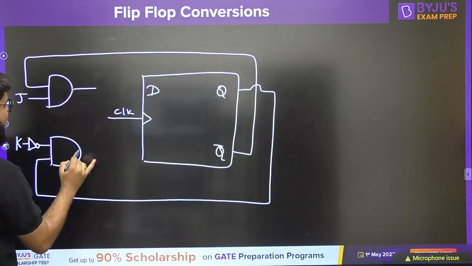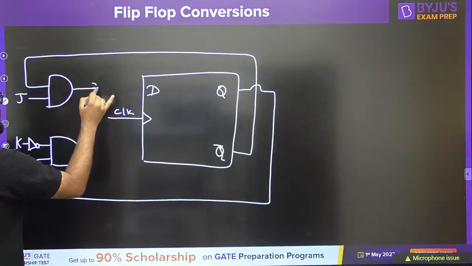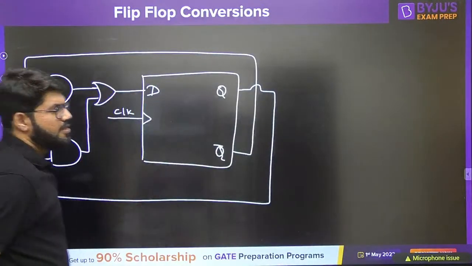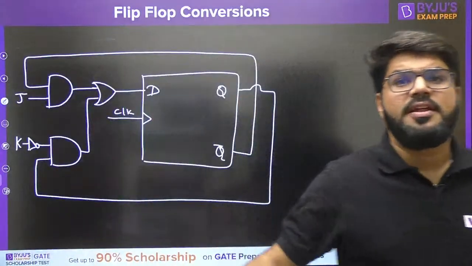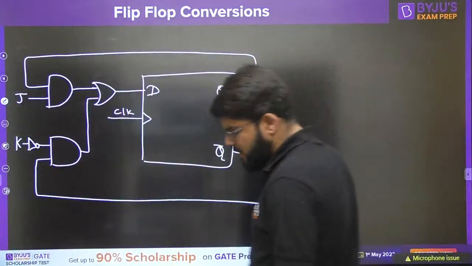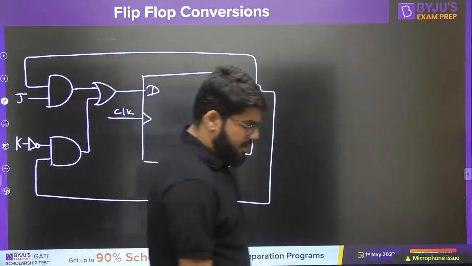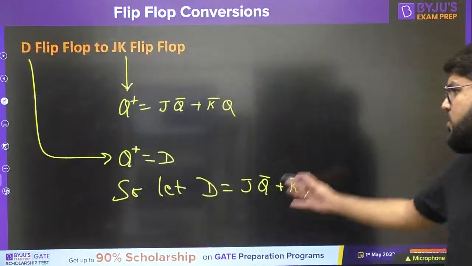Now these have to be added. To add them, let's use a logical OR gate. This becomes the D. And this is what? By intuition, I'm not deriving by the complete truth table method. We can do that, but many things we can try to solve directly if we know the equations.